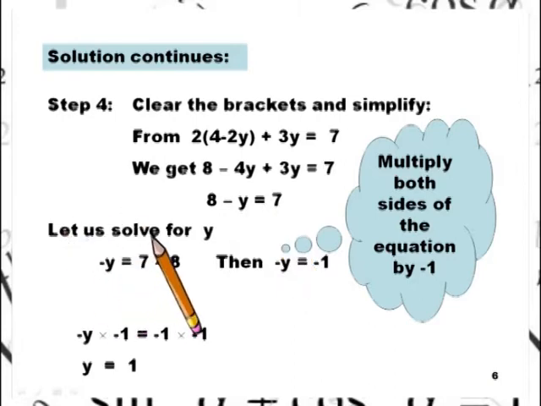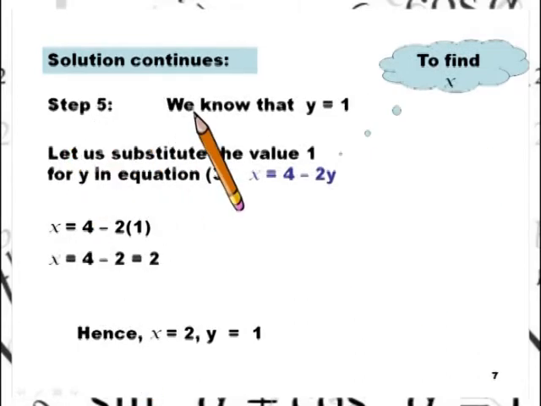Let us solve for y. Negative y equals 7 take 8. Then negative y equals negative 1. Multiply both sides of the equation by negative 1. Negative y by negative 1 equals negative 1 by negative 1. Therefore, y equals 1.